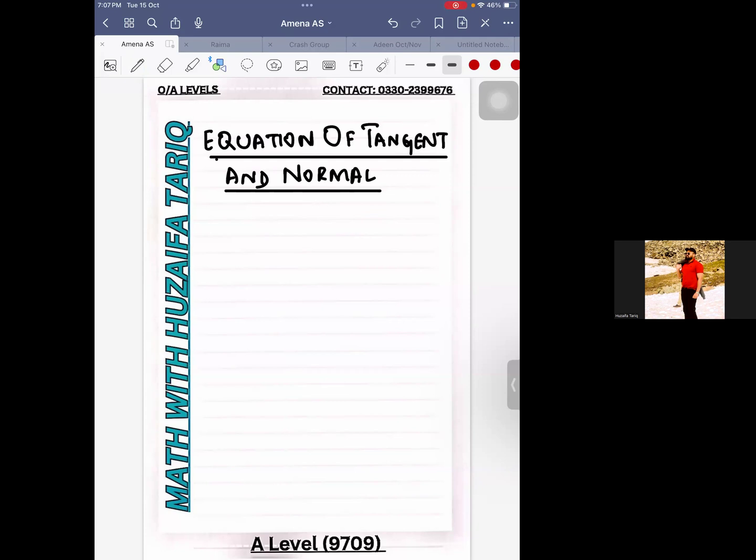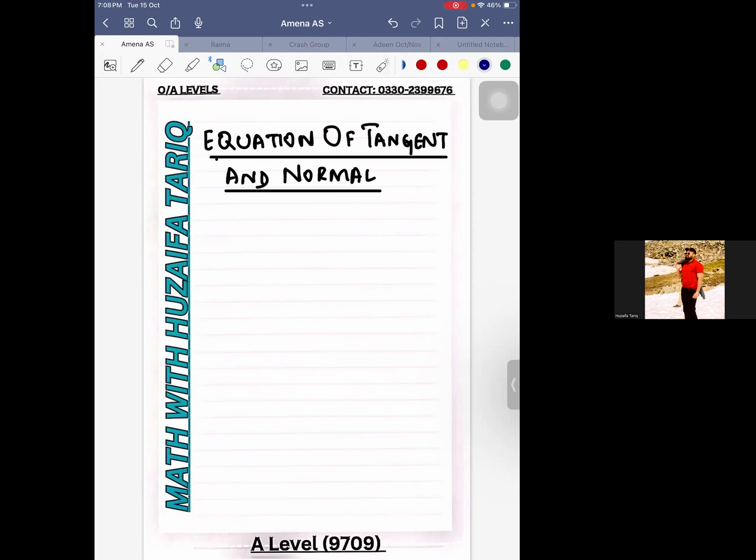So first of all, before understanding the concept of equation of tangent and normal, we must have the concept of tangent and the normal. Tangent is basically a line which touches the curve at a single point. That particular line is known as a tangent, and a line perpendicular to the tangent is known as a normal.